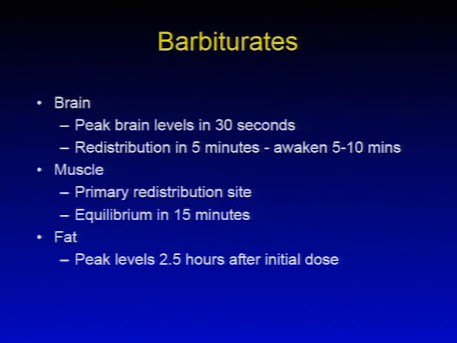Pharmacokinetics. In the brain, the peak brain levels occur within 30 seconds. Redistribution is usually within about 5 minutes, and this results in an awakening after about 5 to 10 minutes after administration. The other location that it will distribute to is the muscle, which is really the primary redistribution site. The equilibrium is reached within about 15 minutes. And then fat peak levels are at about 2.5 hours after the initial dose, and will serve as a depot for redistribution later on.